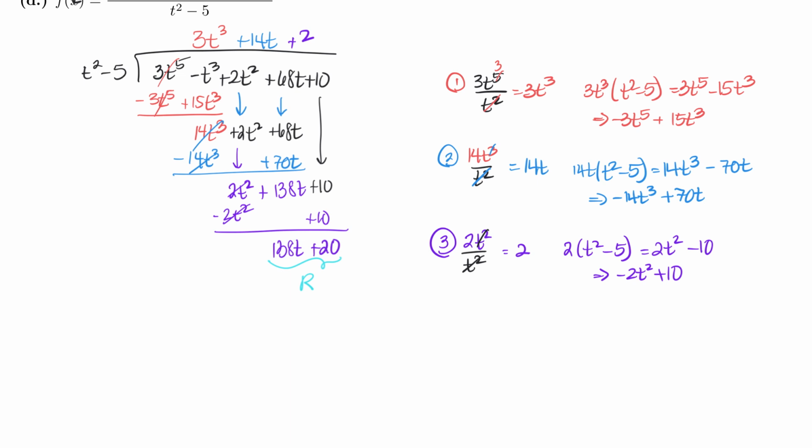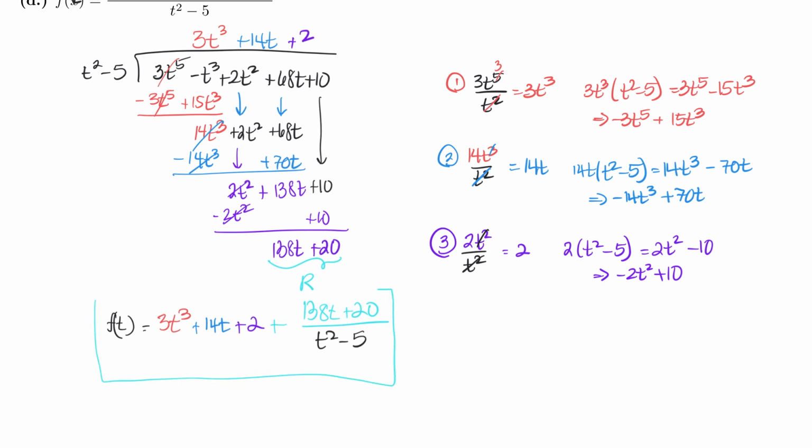So our function f of t can now be rewritten as 3t cubed plus 14t plus 2, and then plus our 138t plus 20 over our t squared minus 5. And that is how we would write this quotient.